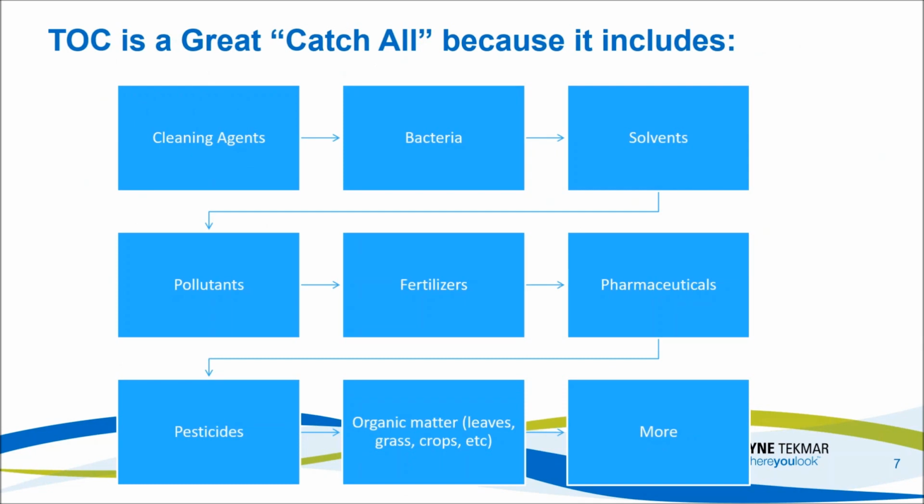And by catch-all method, you're probably wondering what that means. Most drinking water laboratories use TOC over other analysis types like HPLC and GC because it is a catch-all method, meaning it picks up a lot of different contaminants in one reading. So with chromatography, again, you can usually see only one or a few different analytes in one test, while with TOC you can see cleaning agents, bacteria, a lot of different solvents, pollutants, fertilizers, pharmaceuticals, pesticides, organic matter, like agricultural runoff, that kind of stuff, and a lot more. So again, in one test, you can see a variety of different types of compounds.